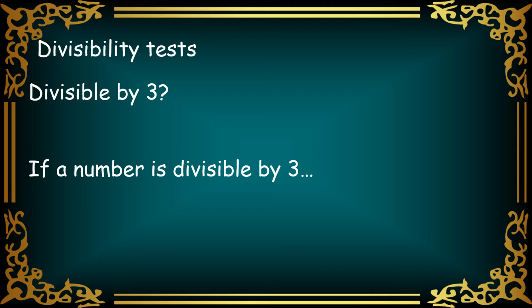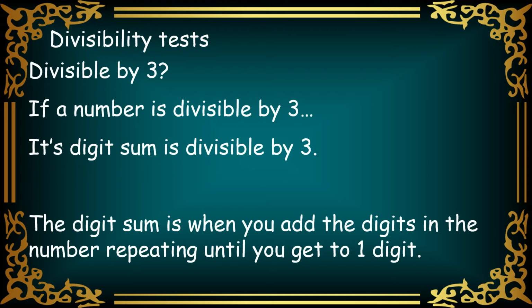Let us see the test of divisibility by 3. If a number is divisible by 3, what is the criteria? If a number is divisible by 3, its digit sum is divisible by 3. Meaning, the digit sum is when you add the digits in the number repeating until you get to one digit. Okay, I'll give you a very simple example. What does the statement mean?